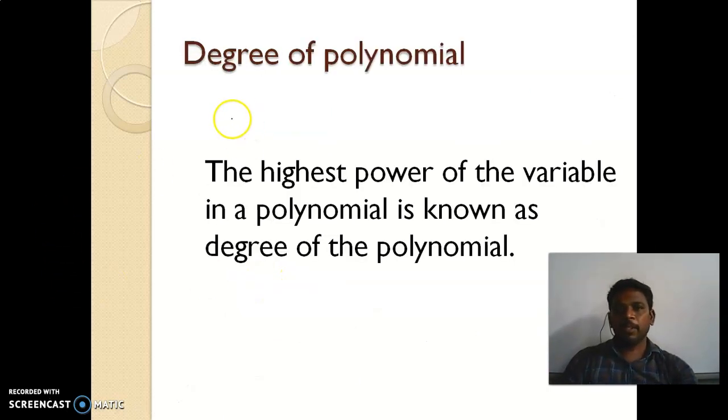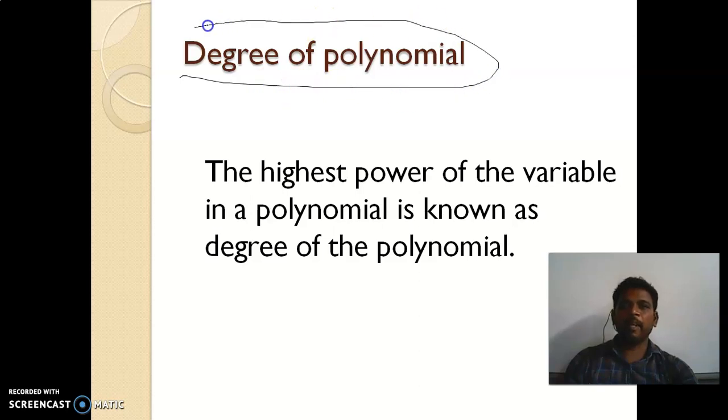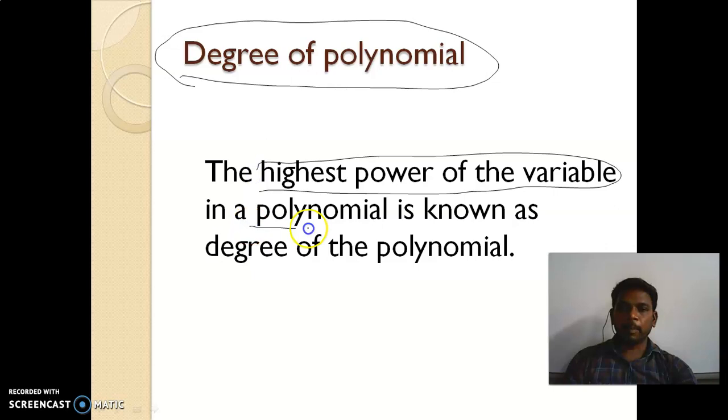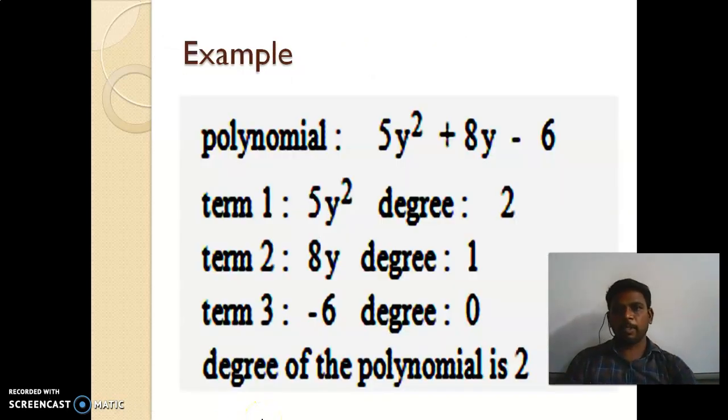So next definition, degree of the polynomial. How can you find out the degree of the polynomial? Look at the definition: the highest power of the variable. The highest power of the variable in a polynomial is known as the degree of the polynomial. Okay, look at the example here.